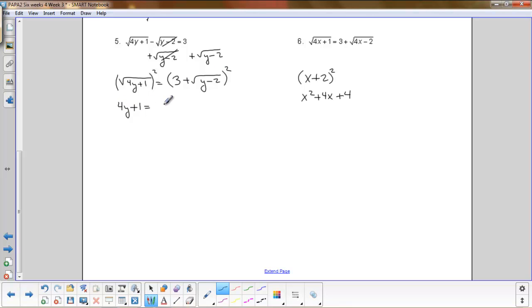Now I'm going to do 9, that's a squared, plus 6 times the square root of y minus 2. That's 2 times 3 times the square root of y minus 2. Now you can see why it's challenging your ability to factor, because the numbers are getting very abstract. And that's b squared. Okay, next step is to combine like terms, so I get 4y plus 1 equals 7 plus y plus 6 times the square root of y minus 2.